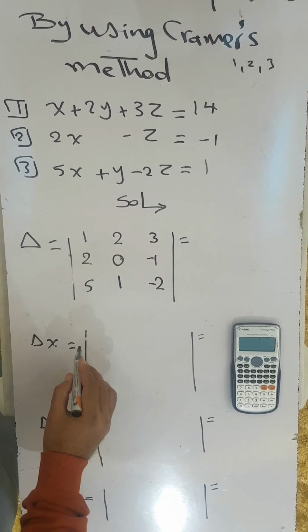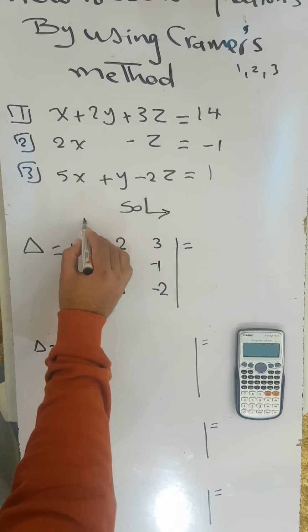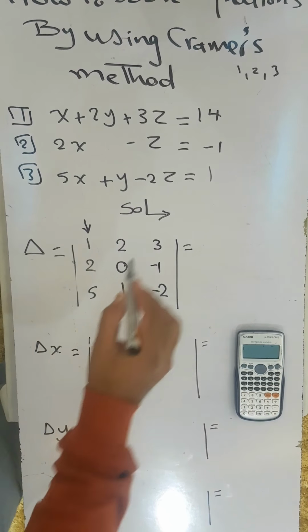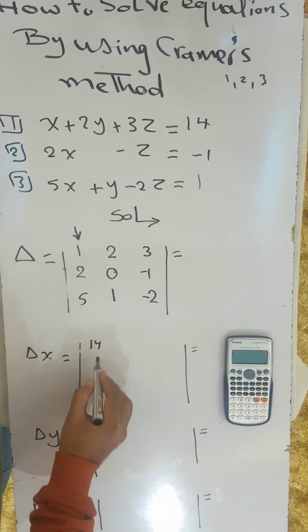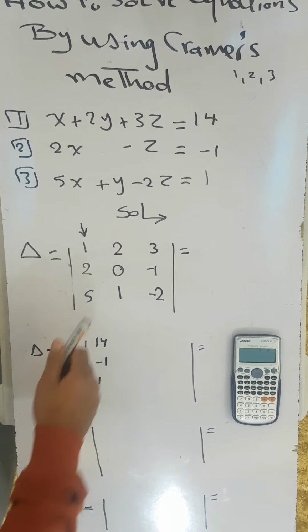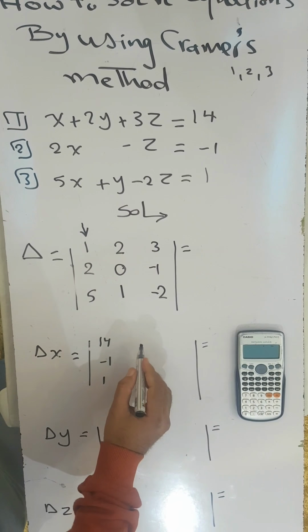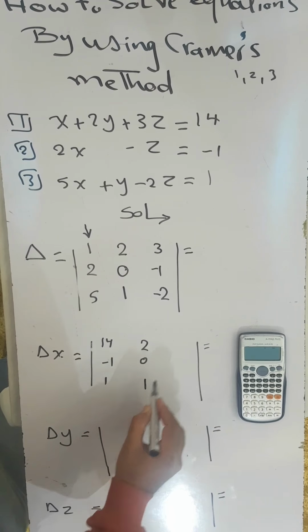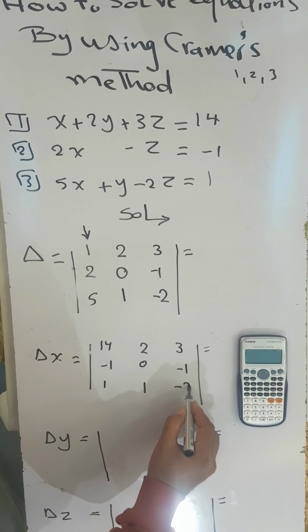We get delta x. How to find delta x? We replace the coefficient of x by the free terms: 14, negative 1, 1. But the coefficients of y and z are still in their positions: 2, 0, 1, 3, negative 1, negative 2.